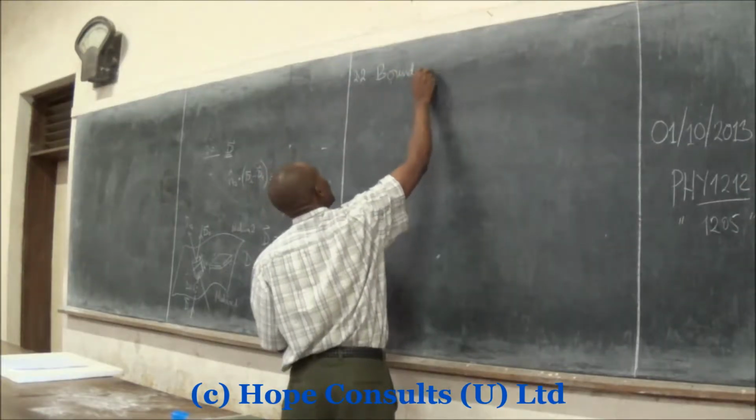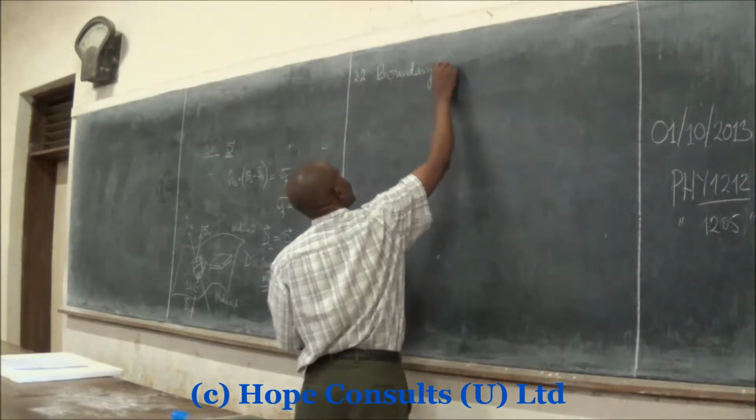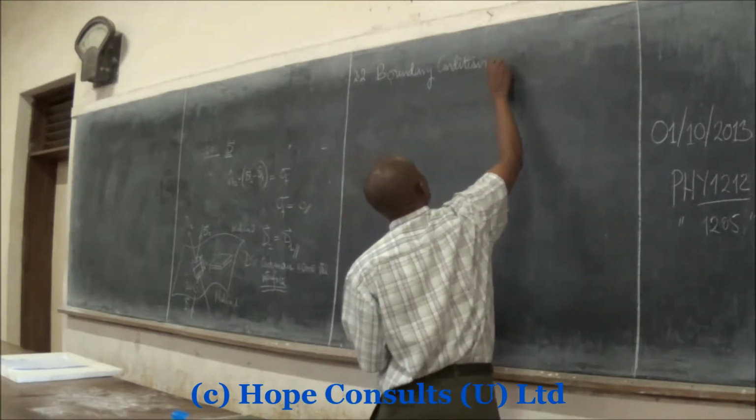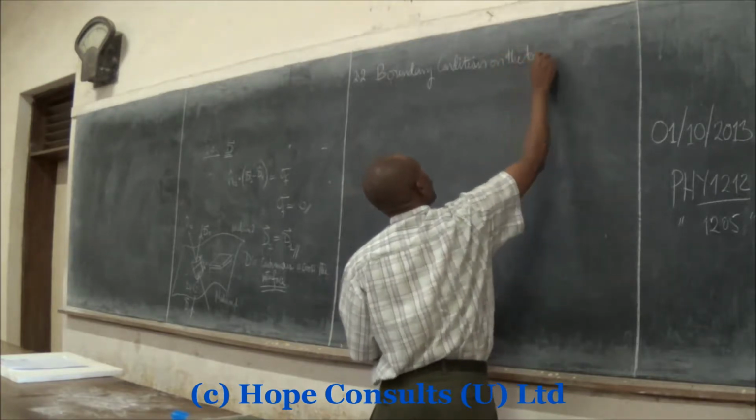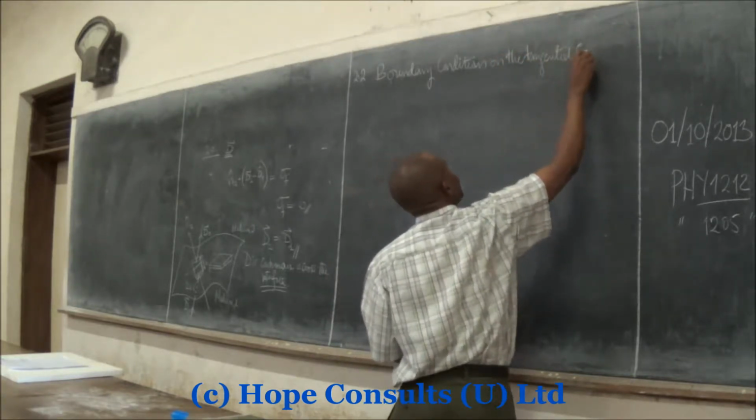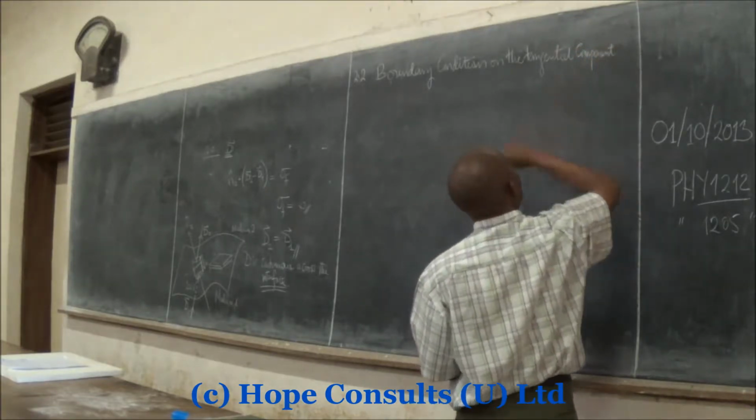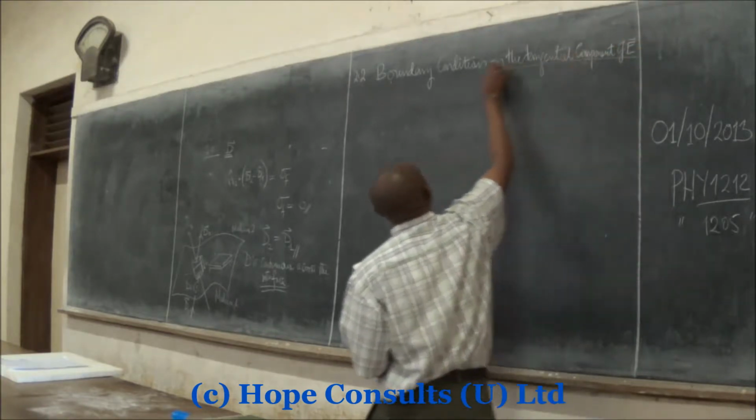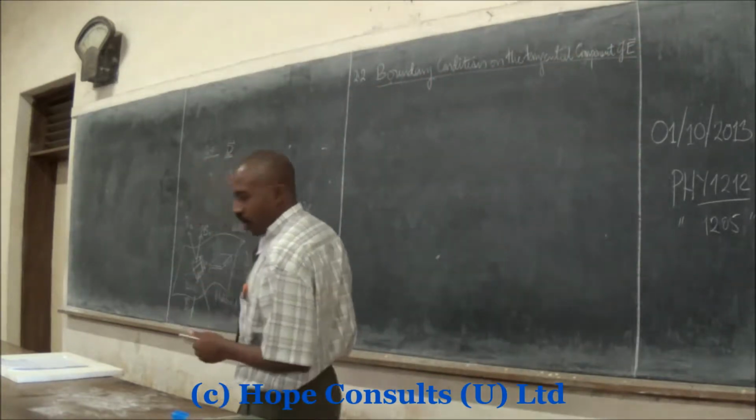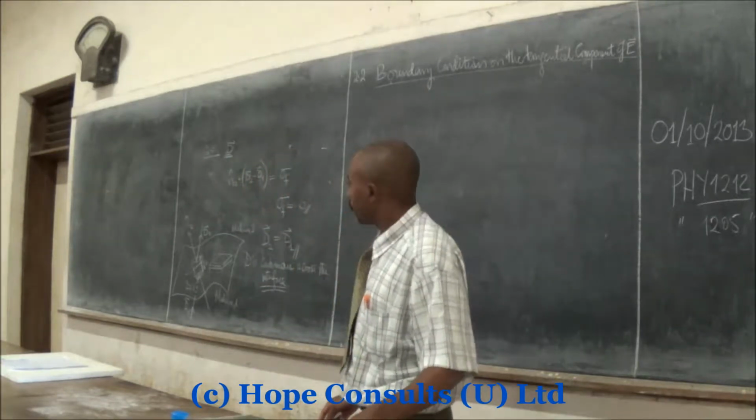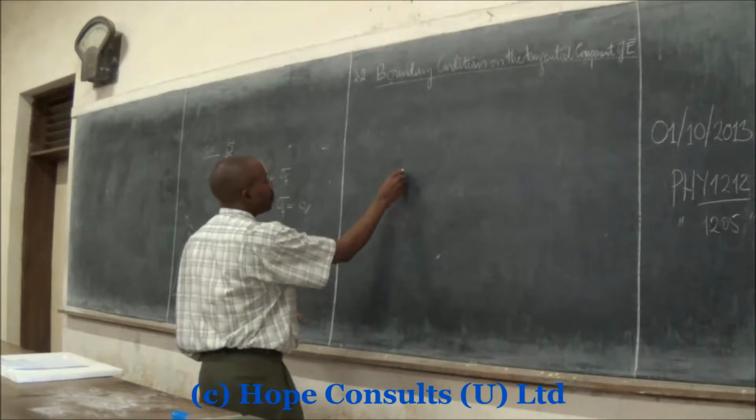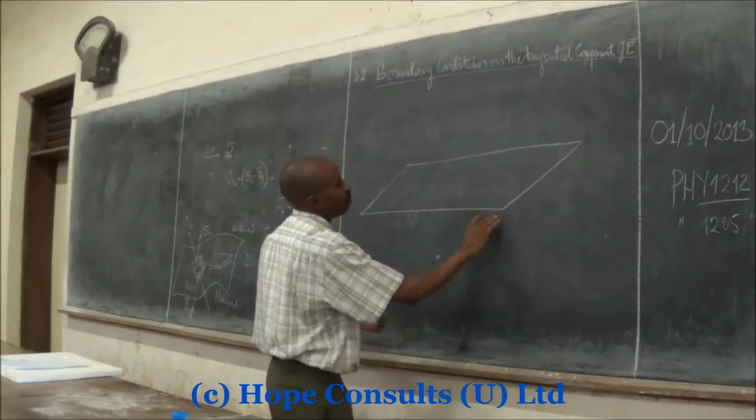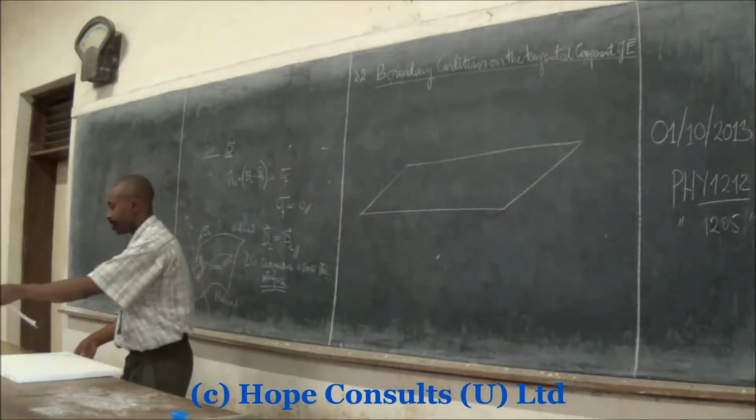Now the boundary conditions on the tangential component of E. So we shall draw our stochastic loop, but before then I'll have to draw an interface. Which interface I'm drawing is what I've been having here.